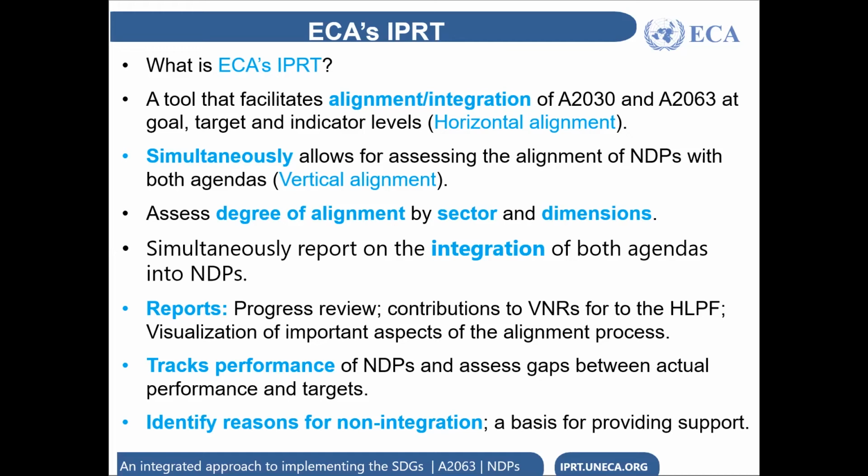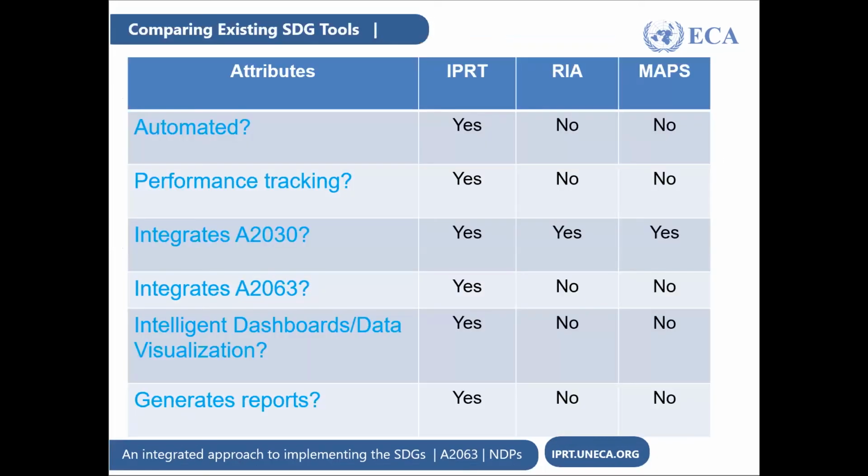Another attribute of the toolkit is that it also identifies reasons for non-integration. If there is no alignment, if there is weak alignment between continental and global development agendas vis-a-vis the national development plans, the toolkit asks the reasons for non-integration. And that also serves as a basis for developing or designing a capacity development plan.